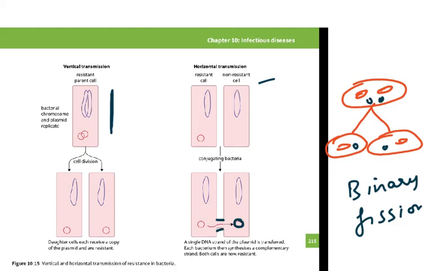So please understand vertical transmission and horizontal transmission. Vertical transmission is binary fission. One bacteria has it, the offspring have it. So this bacteria has it, then the two offspring that are formed will develop it. This is called vertical transmission. Horizontal is when the plasmid is transferred to any other bacteria which it comes in contact with. That is called horizontal transmission.